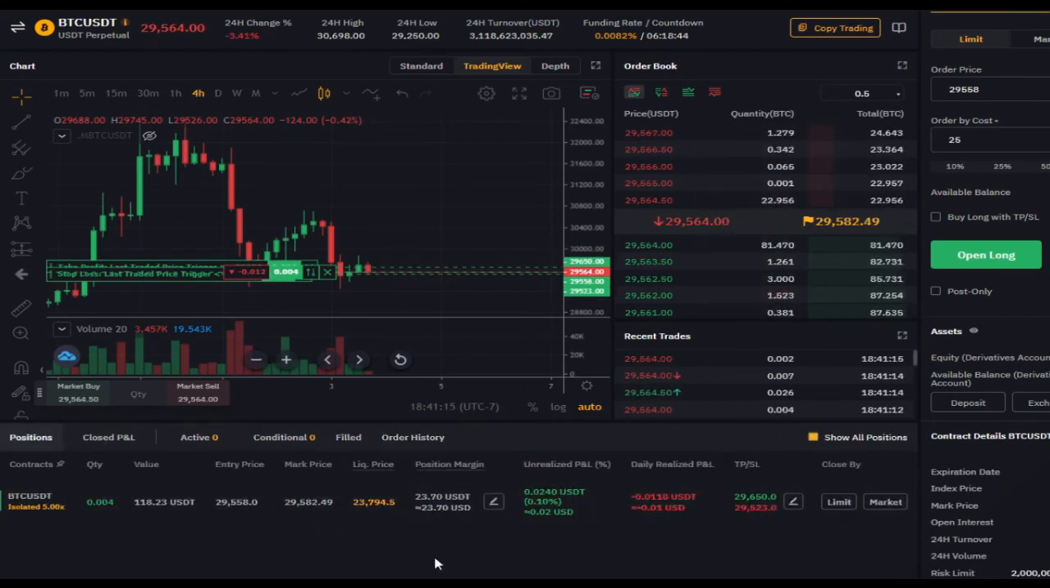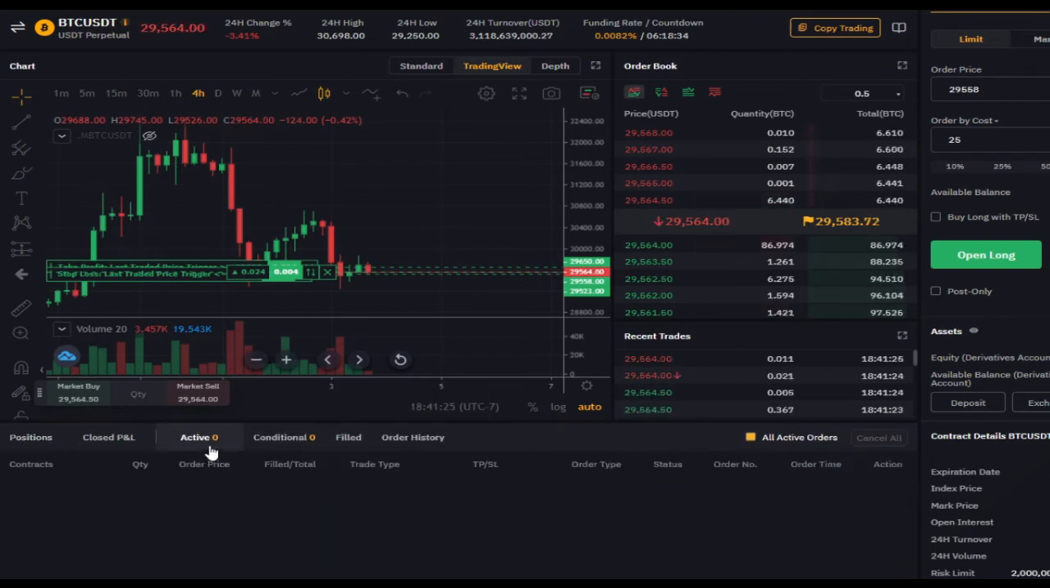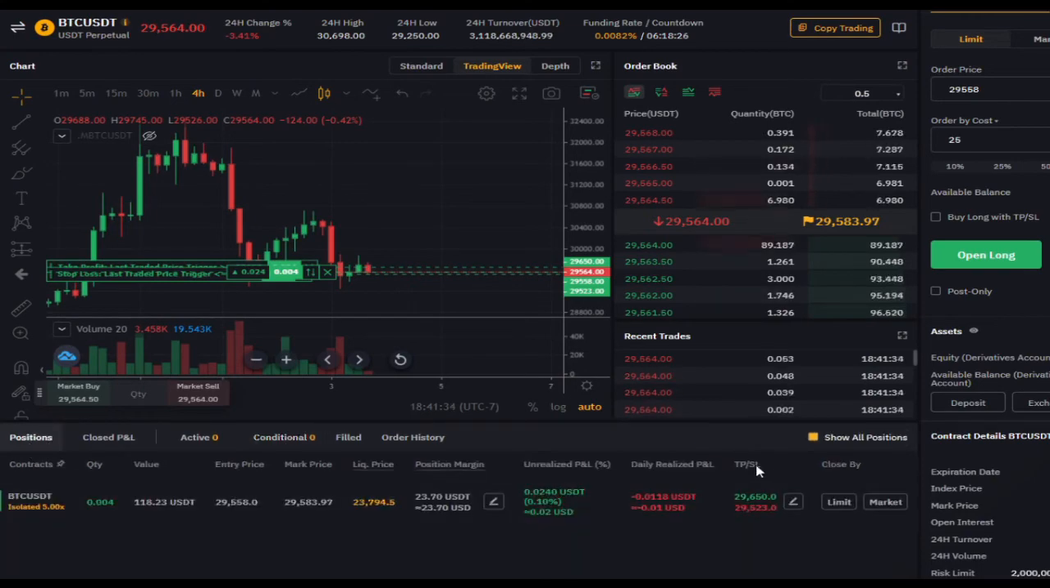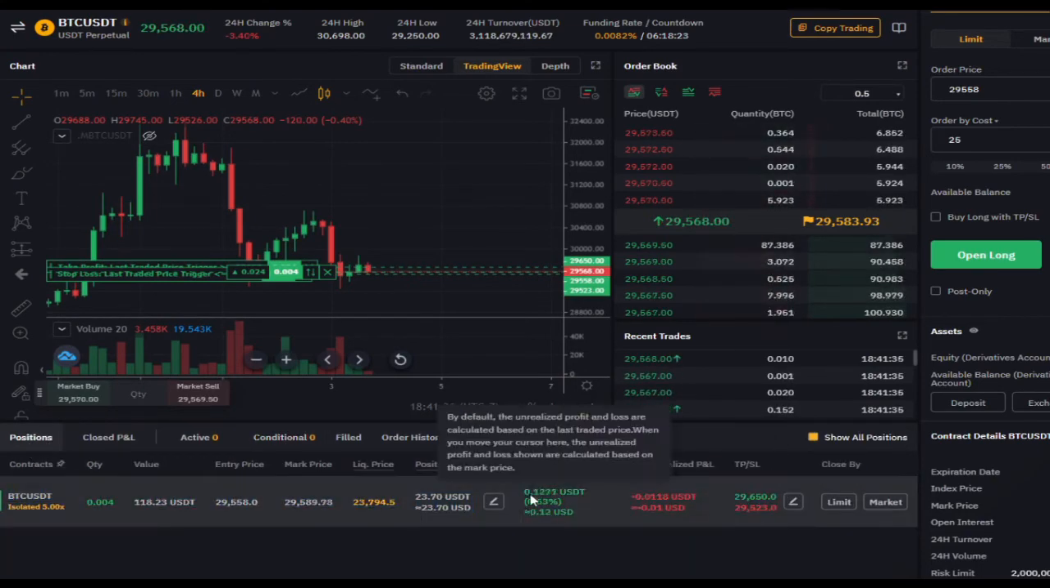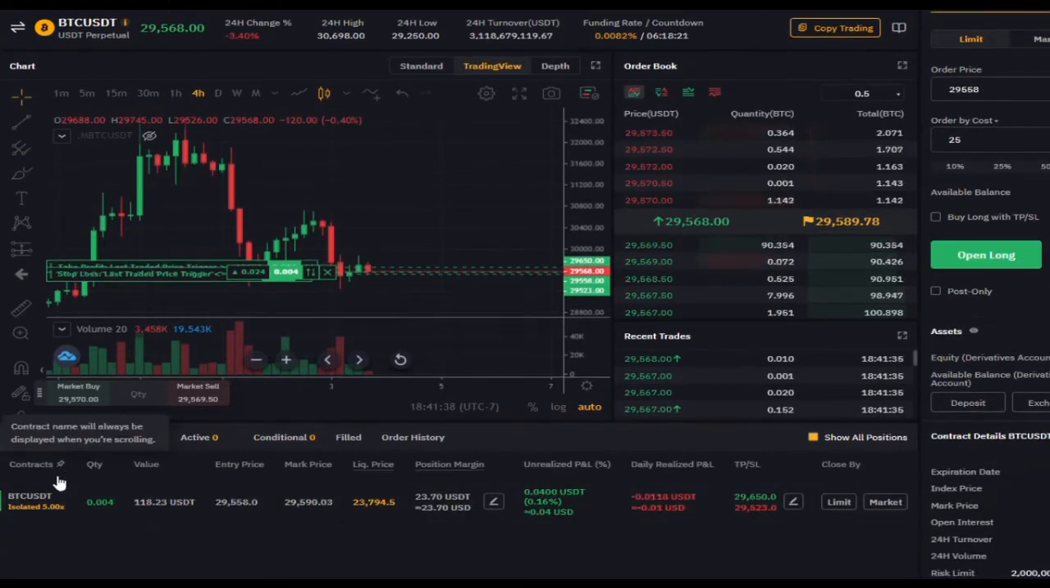Okay, so now let's go back to positions. So this is what you'll see once your order gets filled, right? So now let's read it again now that we actually have an active filled position. So see, active now says 0. Conditional, I actually thought that our take profit and stop loss would fall under here, but it looks like it doesn't. It's already just listed here, so we'll get to that in a second.